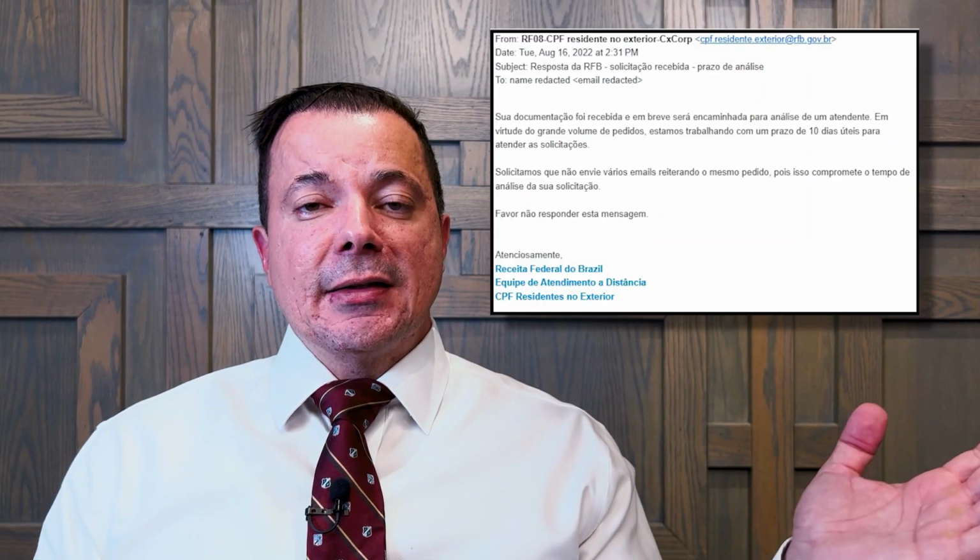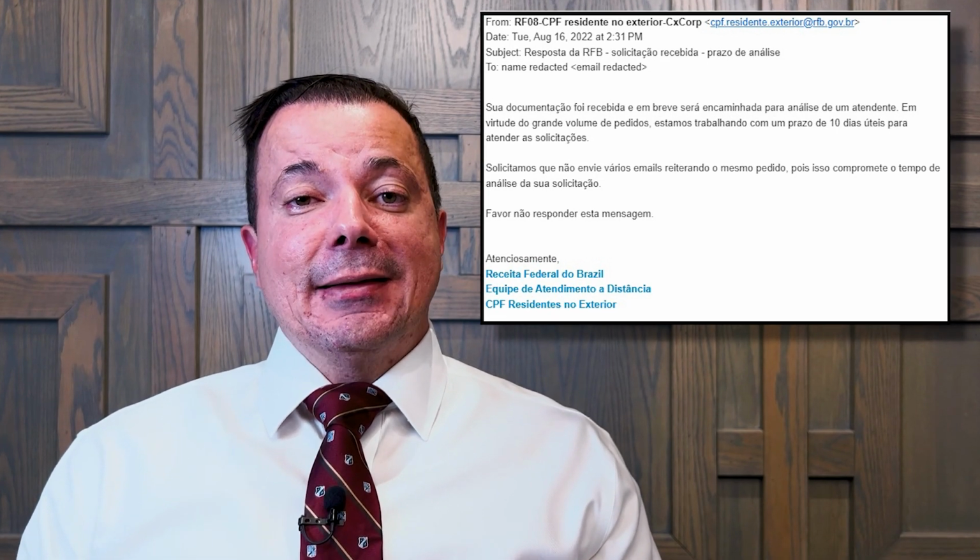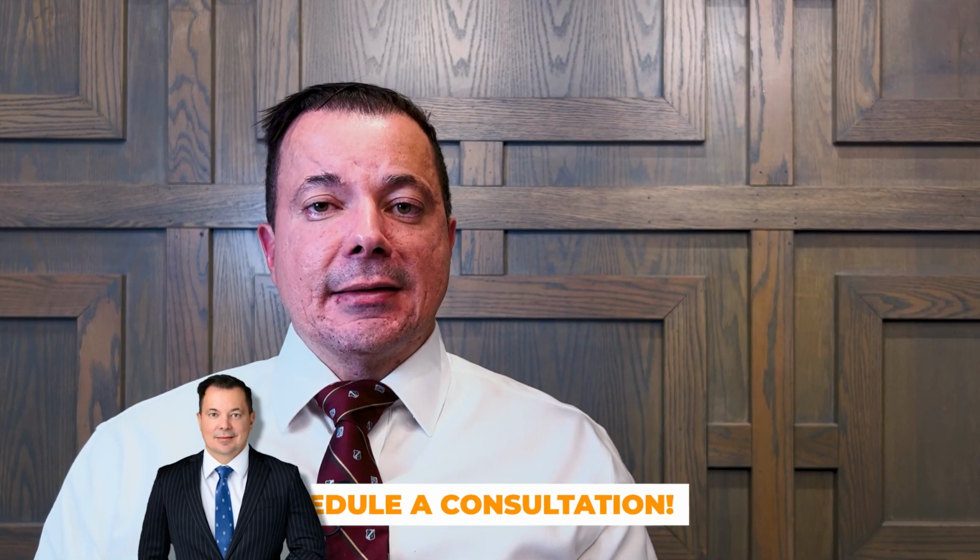After you send the email, you should get a reply similar to this one, which basically says that you're going to have a tax ID CPF issued if everything is sent correctly. And the timeline of 10 business days is actually the limit, and usually most CPFs are going to be issued much sooner than that.